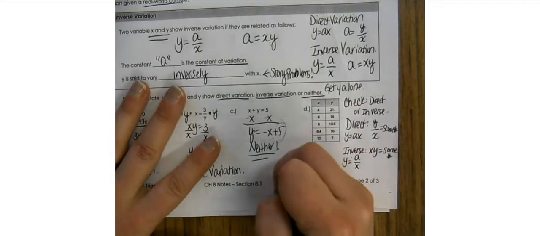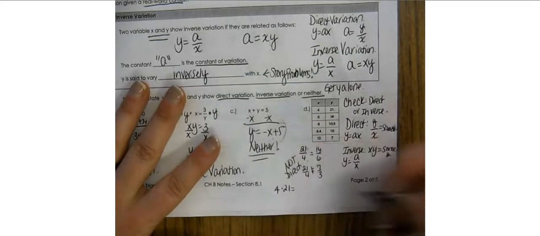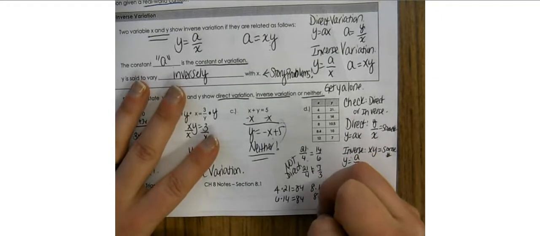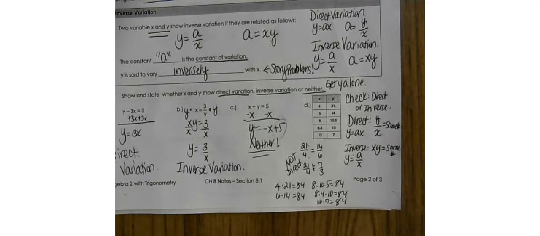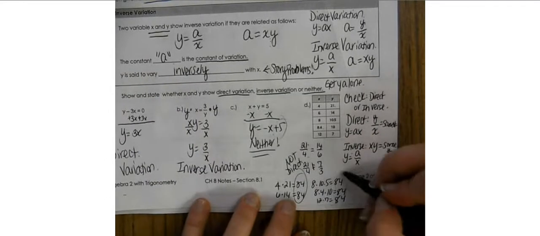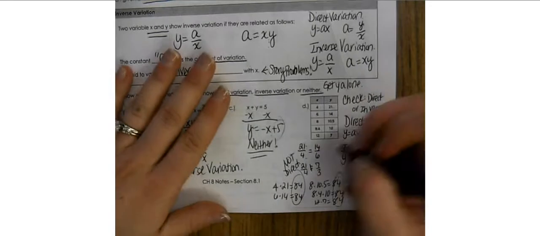So I'm going to check, is 4 times 21? We know that that number is equal to 84. And 6 times 14, if you were to use your calculator, you find that that is equal to 84. And 8 times 10.5, that equals 84. And 8.4 times 10, that is equal to 84. And 12 times 7, that's equal to 84. You have to check every single product to verify that all of the products are indeed equal to the same number. And in this case, they all equal 84. So that means that this is an inverse variation.